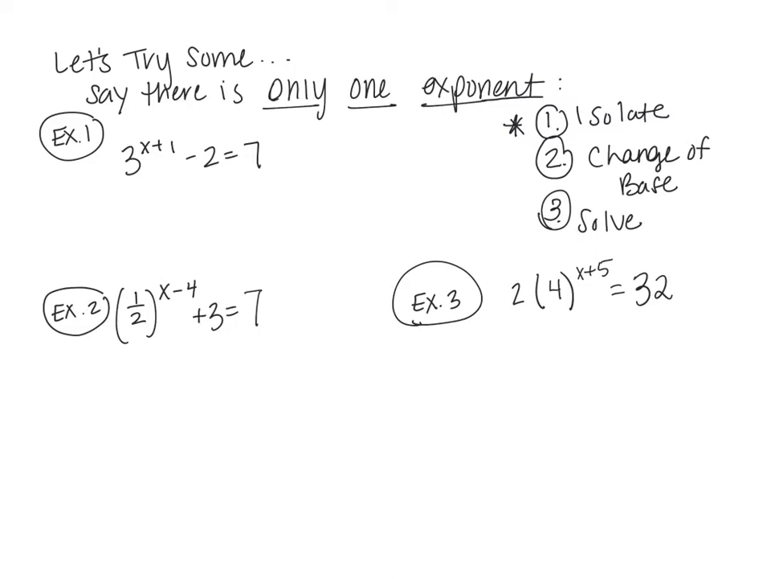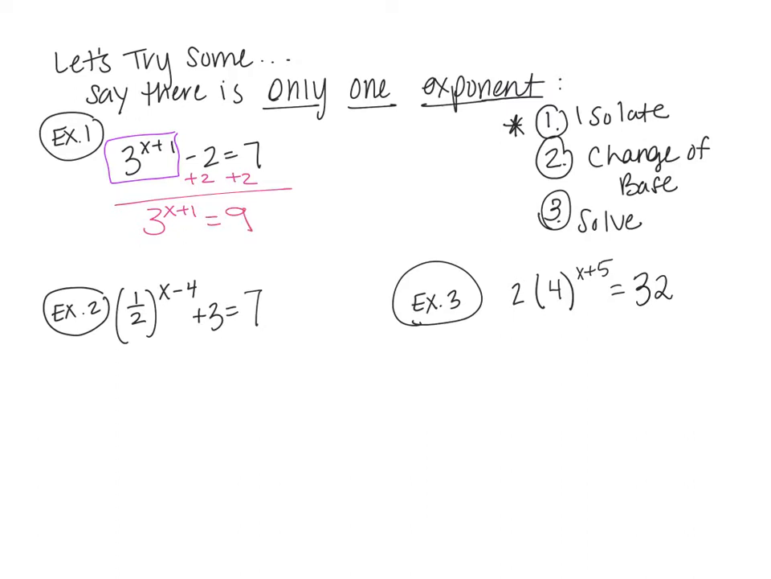So looking at this first problem, I want to isolate that 3^(x+1). To do that, I'm going to need to move that 2 to the other side. So let's go ahead and add that 2 to the other side.